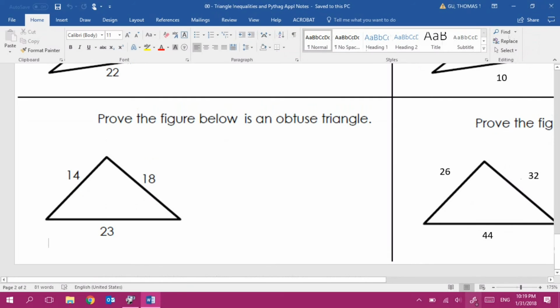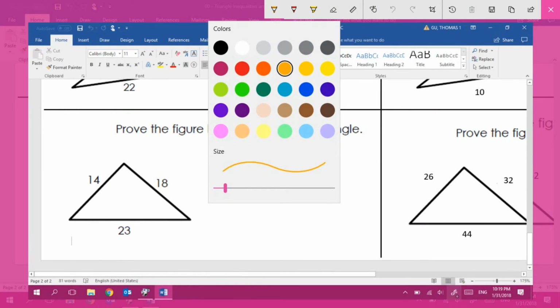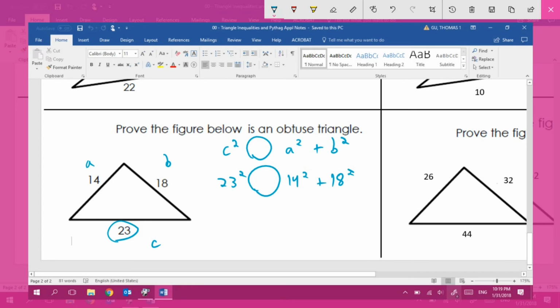And lastly, we're going to prove that the figure below is an obtuse triangle. So once again, let's set up our converse of the Pythagorean theorem. C squared is something, a squared plus b squared. Which side is the longest here? Which one's the 23? That's the longest side. That's going to be c, and then it doesn't matter what a and b are. So let's substitute our numbers in. 23 squared, a squared is 14 squared plus b squared, that's 18 squared. All right, now the calculator.